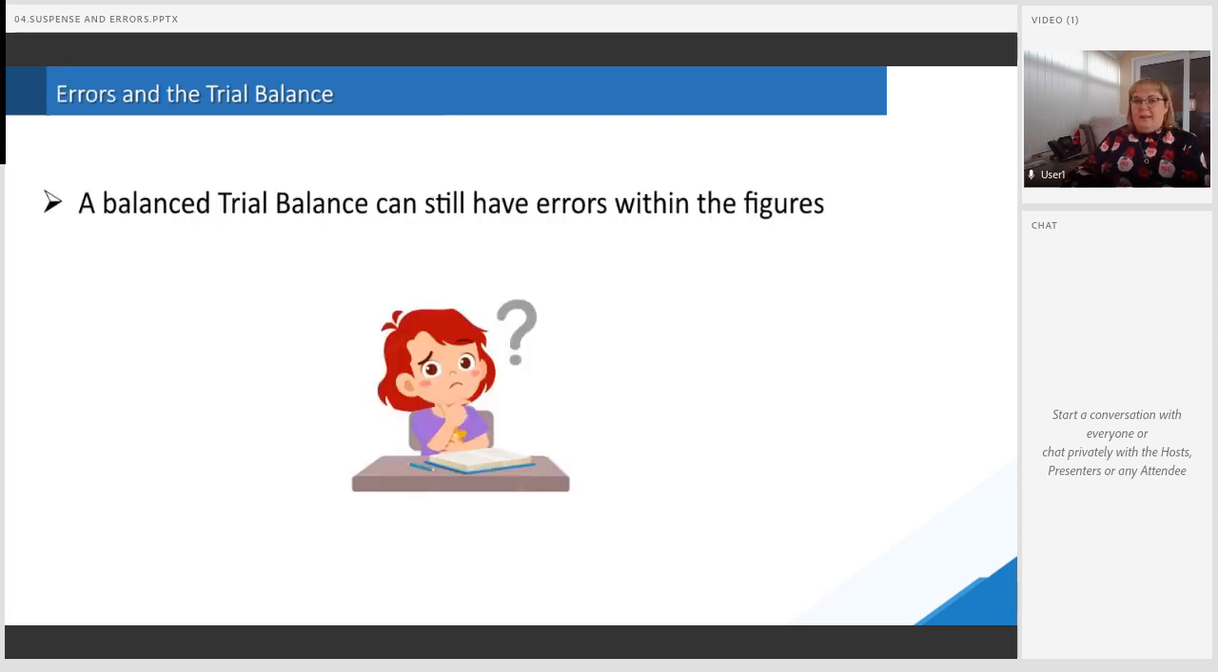But a balanced trial balance can still have problems, can still have errors within the figures. It just means they're harder to spot. So a balanced trial balance can still have problems. It can still have incorrect figures.